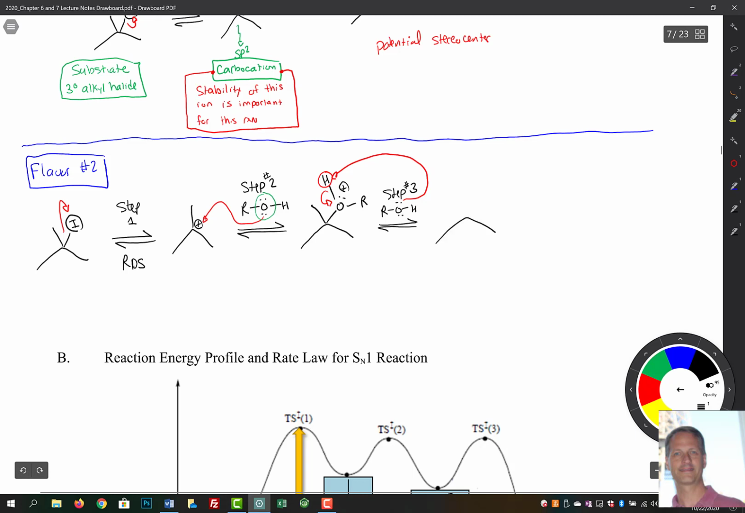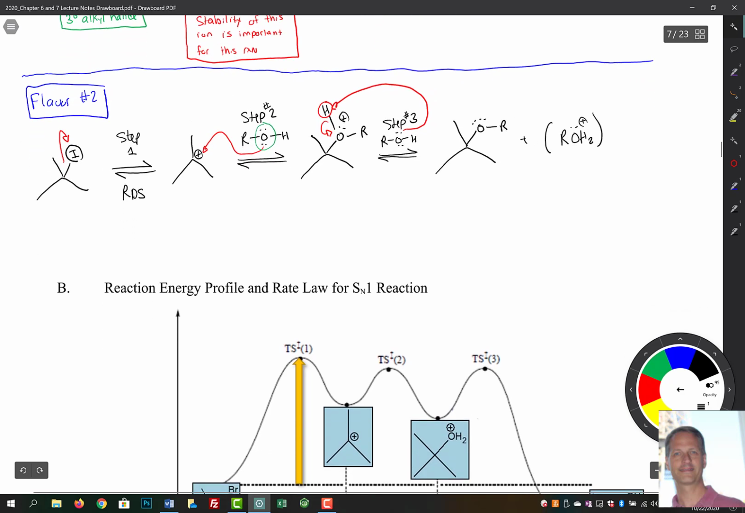So then you get 1, 2, 3 carbons, but now we have an O and an R group over here just like so. Right? And we don't often write this, but technically you get an ROH2 plus if you want to put that in there. But most of the time we leave that out. Okay? So let's take a look at the reaction energy profile for this.